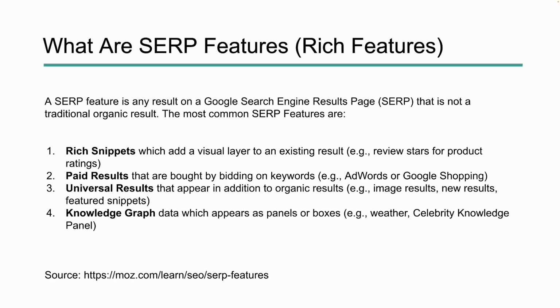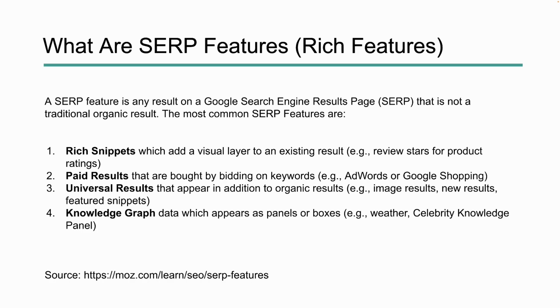When you look at a rich snippet, these are going to be those review stars that stand out for a product ranking. A rich snippet could also be an FAQ listing or a how-to listing that adds a visual layer to an existing result. Now you also have the paid results. These are also considered rich features, and these are expanding quite a bit as well with Google. We see not only the traditional AdWords, but also Google Shopping and a number of other new creative ways to display ads. We also can see universal results, and these appear in addition to those organic results.